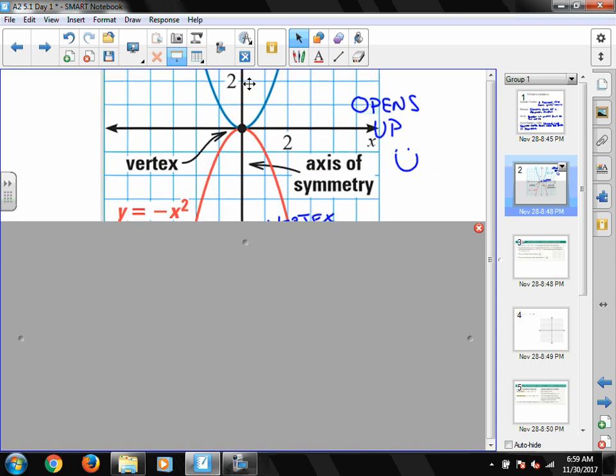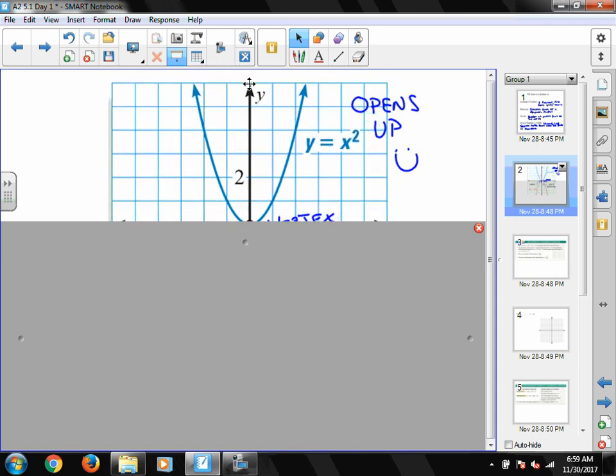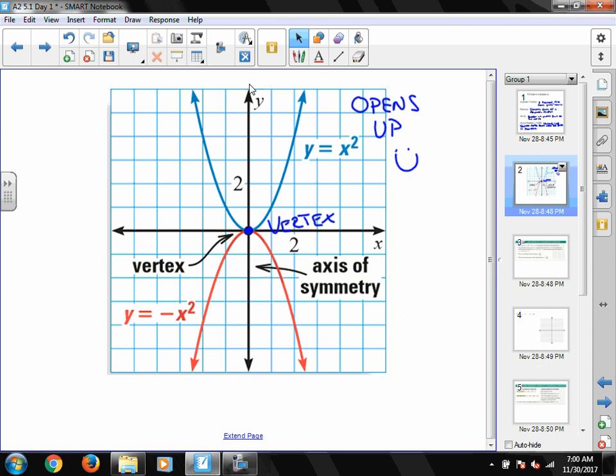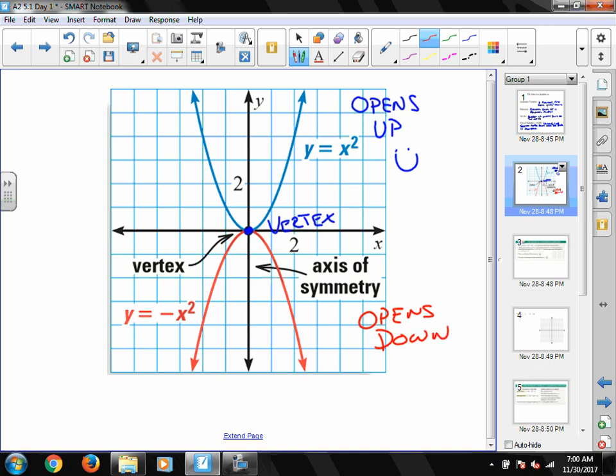Now, if we look at the red, this is what we call opens down. Like a frown. And the line that runs right through that vertex right here, and I usually show it as a dotted line, this right here is that axis of symmetry that I'm talking about. If you were to fold either one of these parabolas in half, you would fold it right over into each other and it would match. So that's just something for you guys to be aware of. I'll show you how we can find that axis of symmetry and use it to help us graph here in a second.